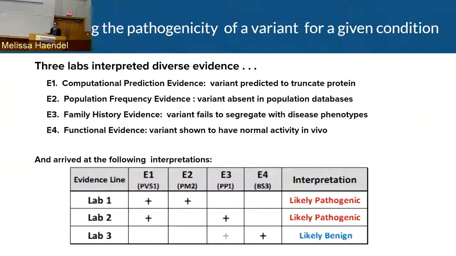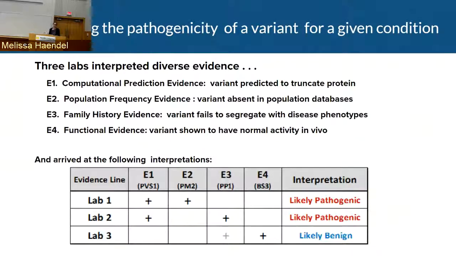So this is an example of how we might apply the CEPIO model to evaluate the pathogenicity of a variant for a given condition. Here we might have three clinical labs that would interpret different types of evidence in determining whether a variant was pathogenic for a given disease. We might have computational prediction evidence, so maybe there's a truncation of the protein, or it's going to cause malformation of the protein. We have population frequency evidence. The variant is absent from population databases.